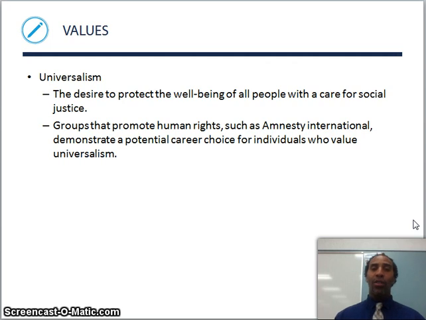Universalism, the desire to protect the well-being of all people, with care for social justice. And groups that promote human rights, such as Amnesty International, demonstrate a potential career choice for individuals who value universalism.